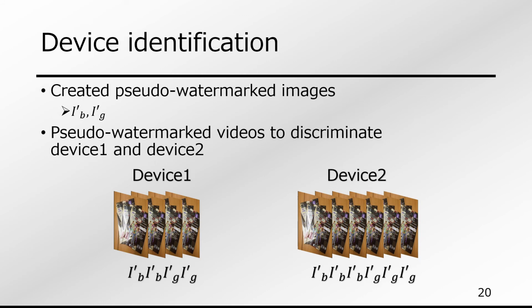Similar to device position estimation, two types of pseudo watermark images, I-B and I-Z, were created by manipulating the pixel value of the edge area of the original image. Pseudo watermark videos to discriminate device 1 and device 2 from each other were generated for each device. The shooting was performed under the same conditions as the device position estimation and device orientation estimation, by playing each pseudo watermarked video on 2 devices.